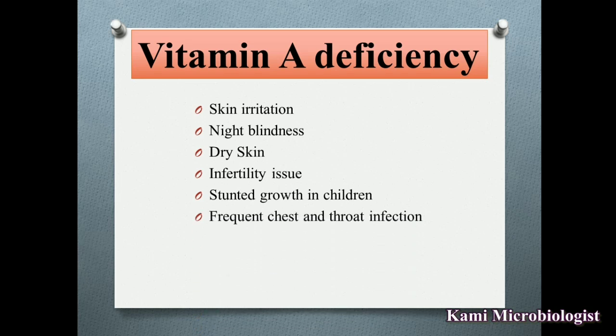Next we have frequent chest and throat infections. Next we have delayed wound healing. Let's suppose there is a wound, which should heal, but due to vitamin A deficiency, the healing process will take a long time. Next we have acne. Next we have keratomalacia. Keratomalacia is also an eye disease in which the cornea becomes dry, or we can say cloudy.